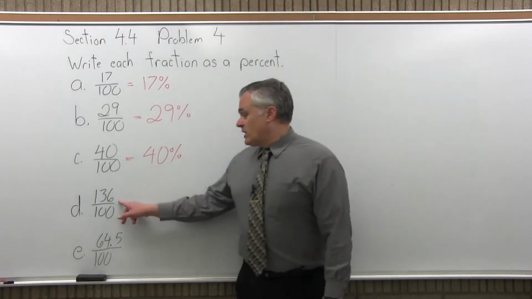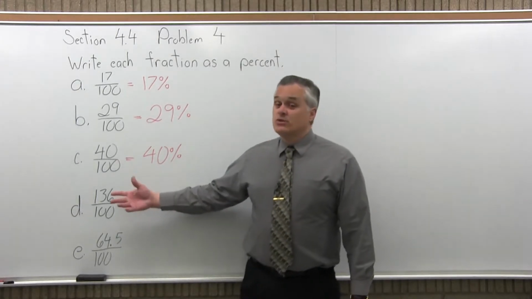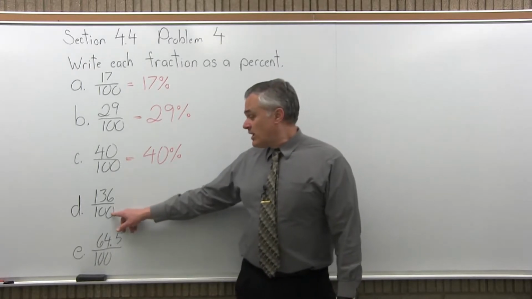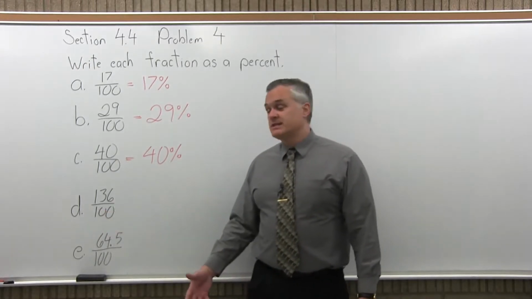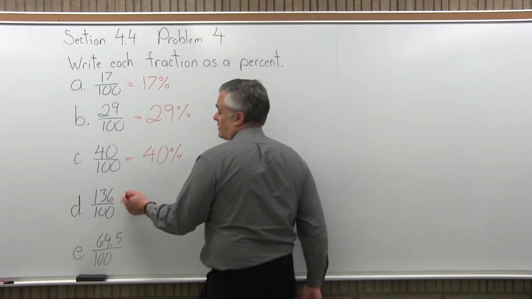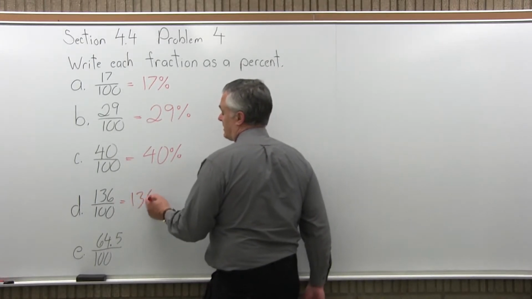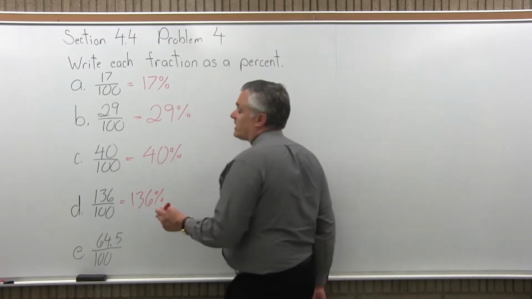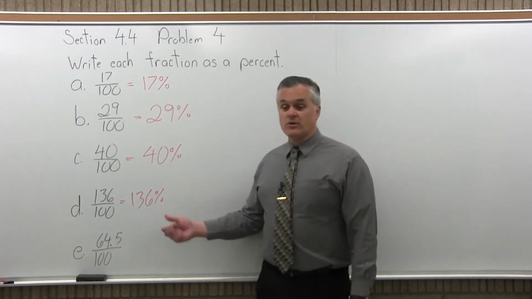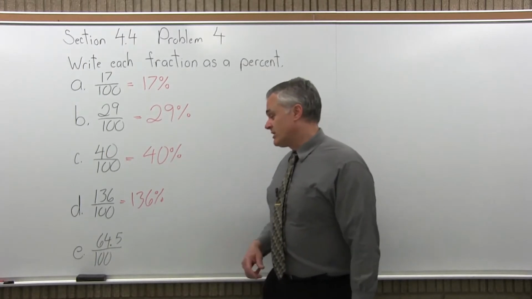The next one, 136 over 100, I could reduce that also. I could make it a mixed number, but I don't want to do it. I want the denominator of 100 to stay because it makes the conversion to a percent very easy. It's just the numerator, so 136%. And can you have a percent over 100? You absolutely can. Prices can increase by more than 100%. That's the example I like to use.